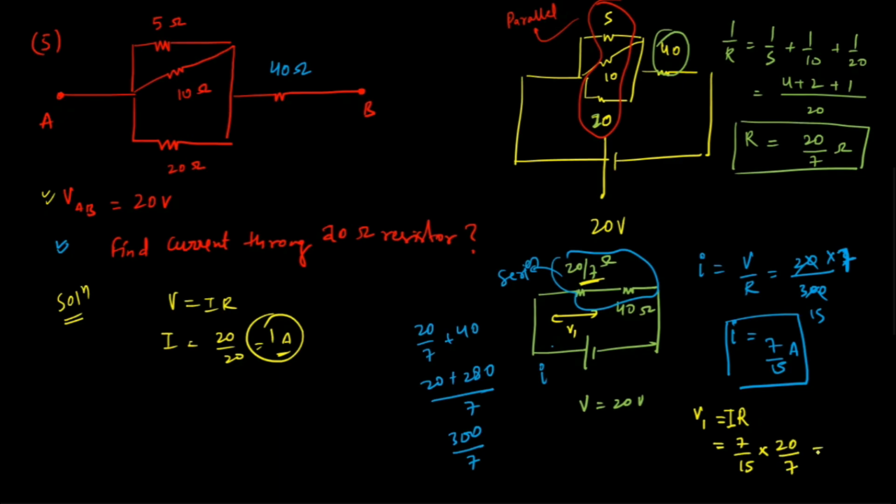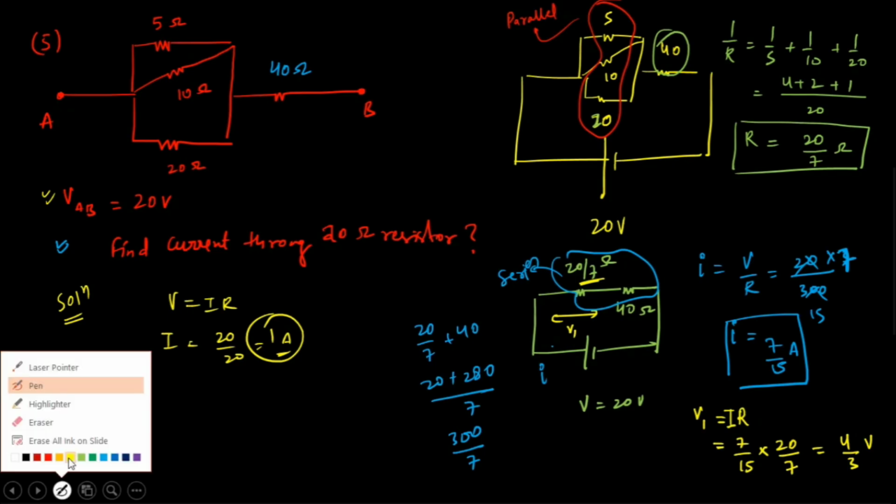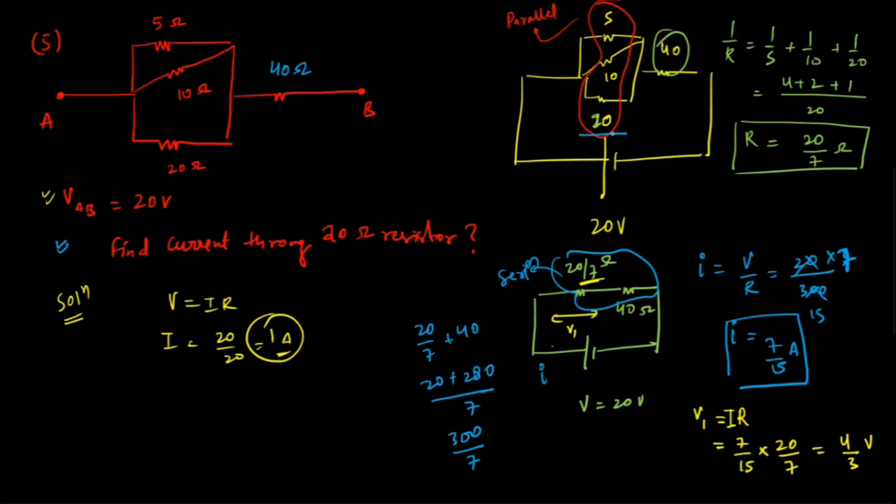7 by 15 is coming out to be 4 by 3 volts. So now we got the value of potential across this particular section, which is 4 by 3 volts. As it is only 4 by 3 volts, in order to find out the value of current across this, it is going to be V over R. So I is coming out to be V over R.